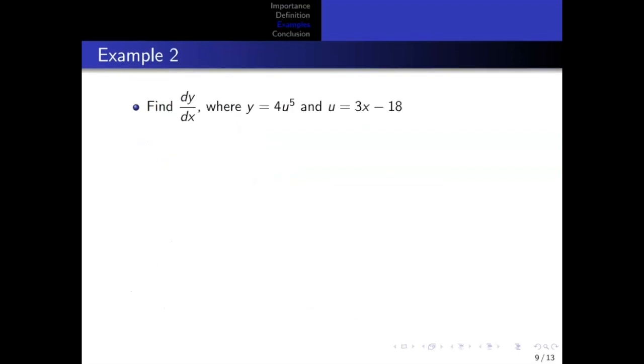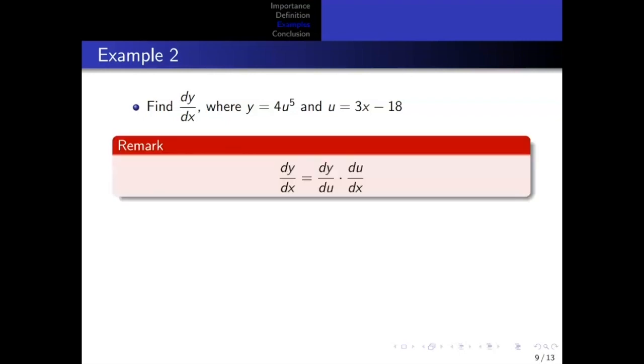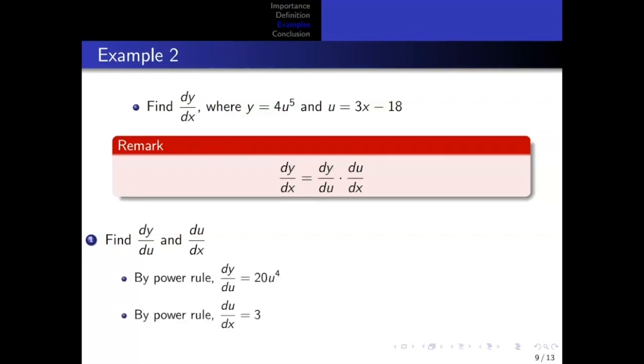Find dy dx where y equals 4u to the fifth and u equals 3x minus 18. Here's a quick remark that this is of the form from our second definition today, which was dy dx equals dy du times du dx. So to start, we will find dy du and du dx. By power rule, we know that dy du equals 20u to the fourth and du dx equals 3. Now we will multiply dy du times du dx.